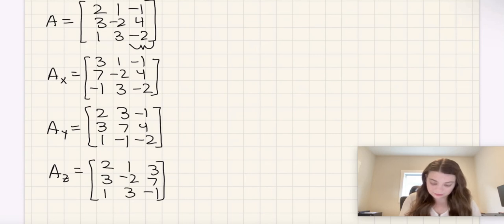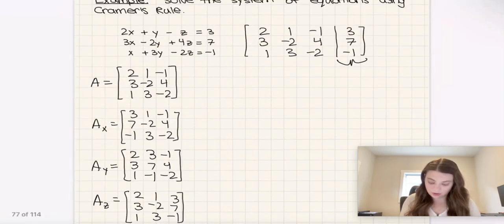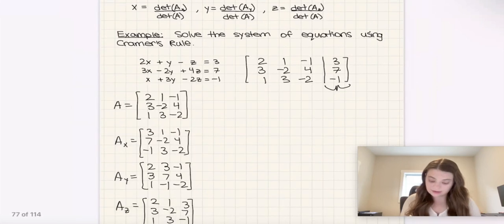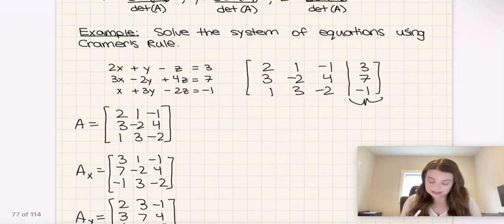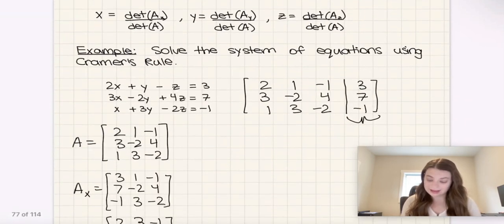And now all we have to do really at this point, now that we've written out all these matrices, is find out what the determinant of each of these is. Because if we knew the determinant for all these matrices, we could very easily find X, Y, and Z just by using a simple fraction equation, just simple division.